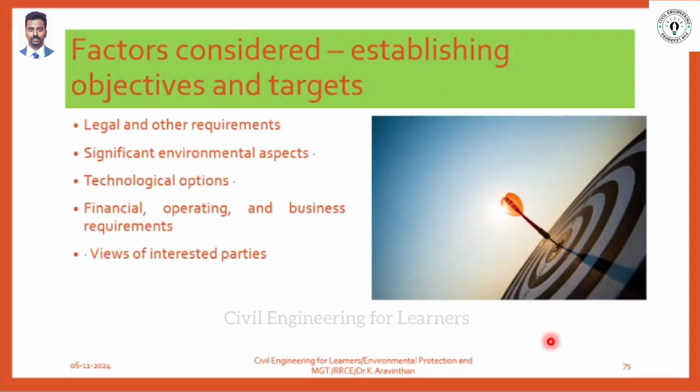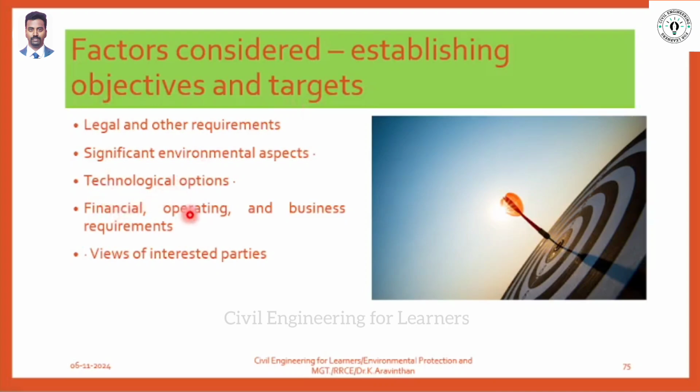Now, what are the factors to be considered while setting the objective and target? Check the legal requirements. Significant environmental aspects: what are the aspects during manufacturing or for a company that should be taken? Technological option: you should take the best technological option. It might be energy saving, water saving, less emission, etc. The best technology you have to opt for while setting the objective and target.